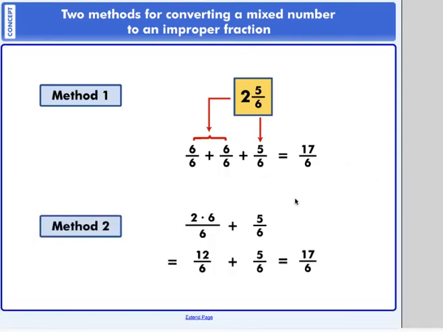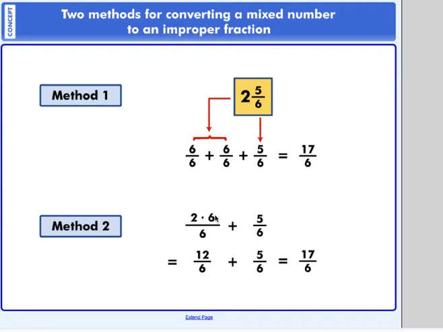Another way we can think about that, it's basically the same thing, but because we knew that this was 2 wholes, so in other words 2 6/6, we can just think 2 times 6/6 right off the bat. Instead of writing it out 6/6 plus 6/6, we can just write 2 times 6/6. Now that would be really helpful.